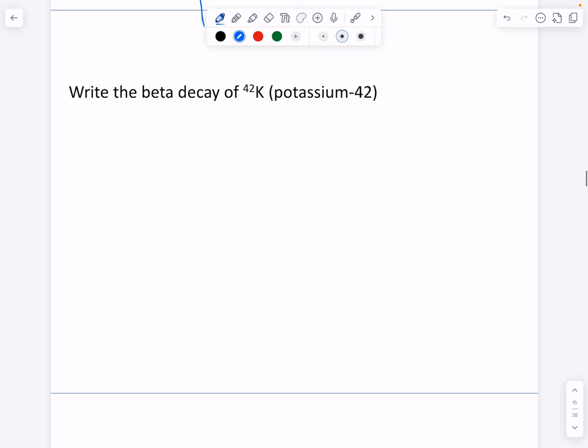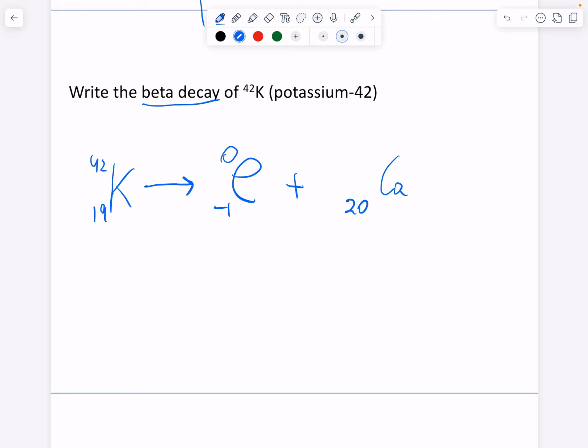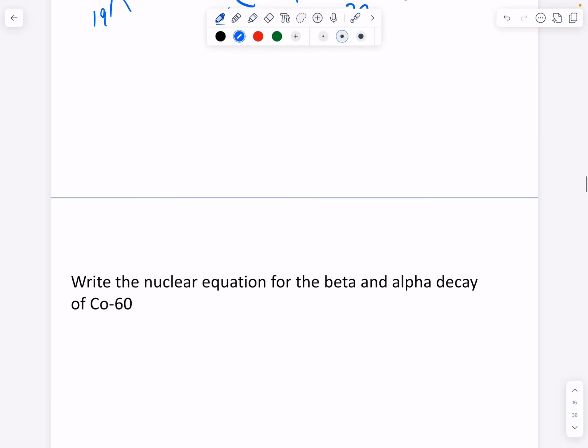I have another problem here. Write the beta decay of potassium 42. You look at the periodic table, potassium is 19. Potassium is going to decompose, have a beta decay, plus a beta particle. This is going to be 20, and 20 is calcium, and on the top 42. Perfect. You see, this chapter is really easy.